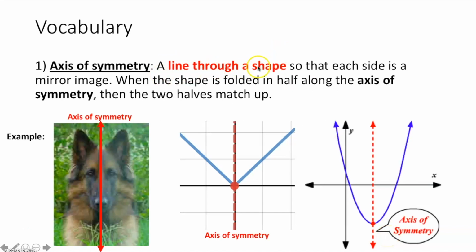First thing we're going to talk about is an axis of symmetry. That's a line through a shape so that each side is a mirror image. When the shape is folded in half along the axis of symmetry, then the two halves match up. So here you can see our axis of symmetry along this dog's face is this vertical red line. The axis of symmetry for this absolute value function right here is going to be this vertical red line. Same thing here. The axis of symmetry for this parabola is going to be this vertical red line. It's going to cut the shape, the graph, in half so that the half on the left matches up perfectly with the half on the right.